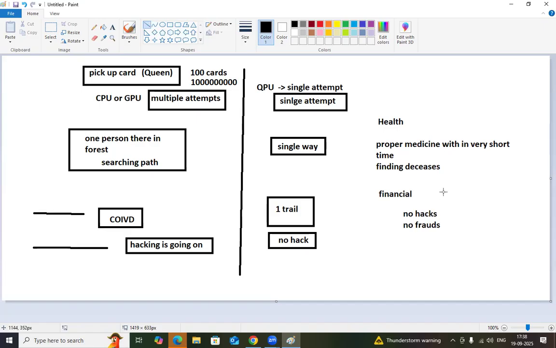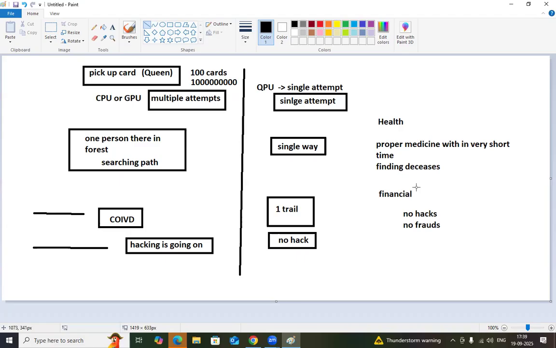I hope everybody understood the major difference between classical computers and these superpower computers like quantum computers. Classical computers work with the binary system, zeros and ones. Zeros are there, ones are there, and some state is available.